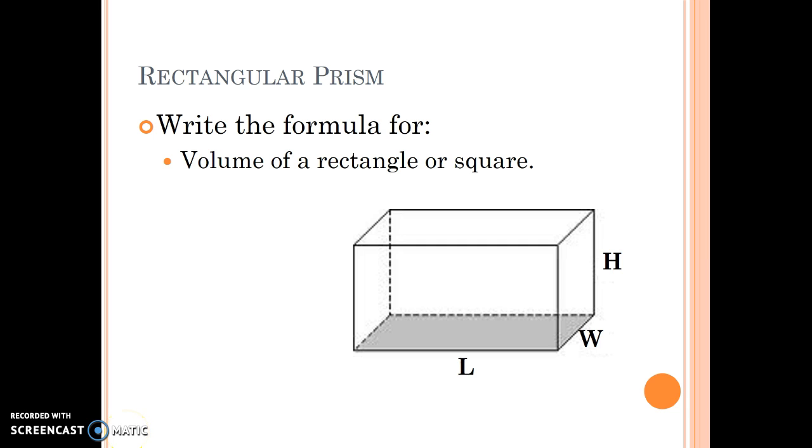Okay, now let's calculate the volume of a rectangle or a square. You already know this too. If area equals length times width, volume equals length times width times height. There's the formula right there.